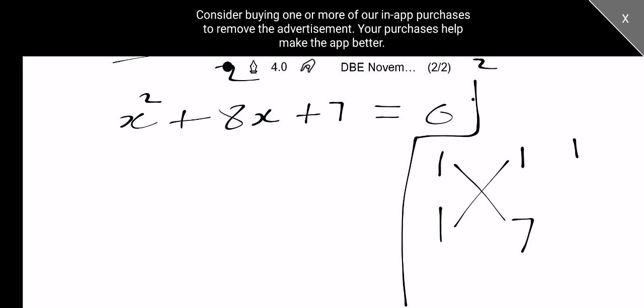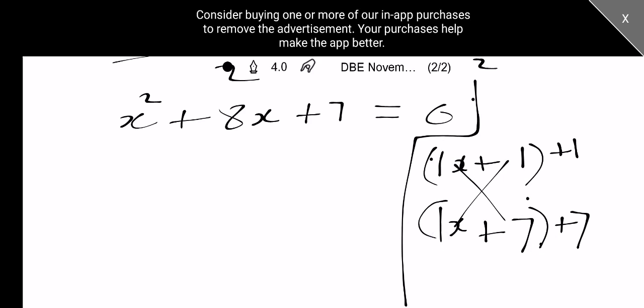It's going to be 1. 1 times 7 is going to be 7. It's positive because both the signs are positive, so it's going to be plus and plus. Put in your x's. Those are your 2 factors.